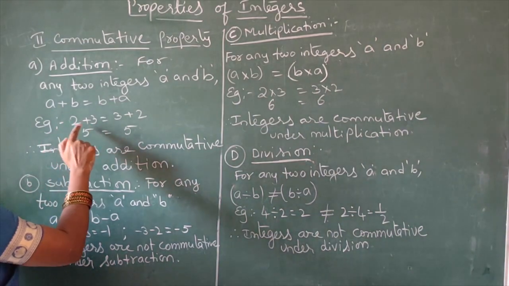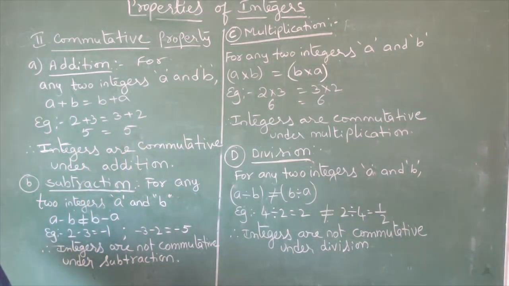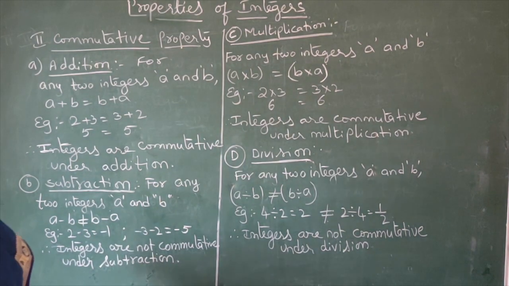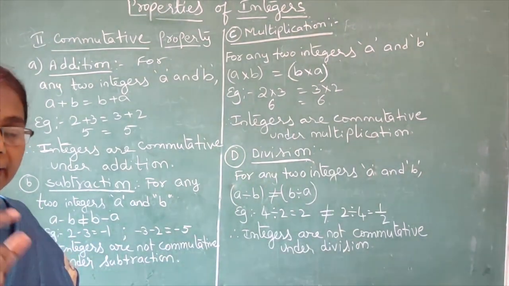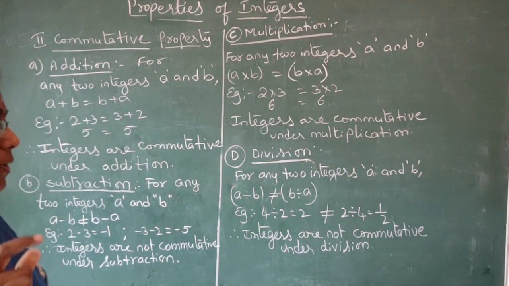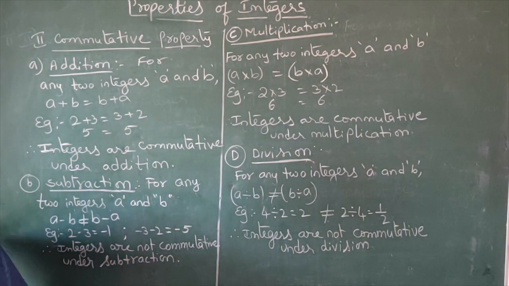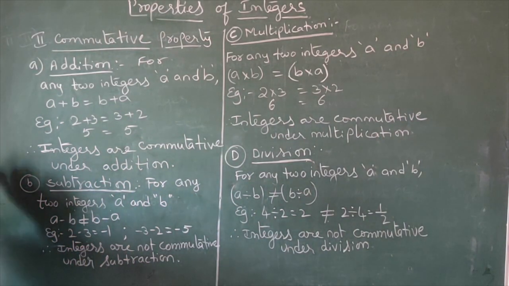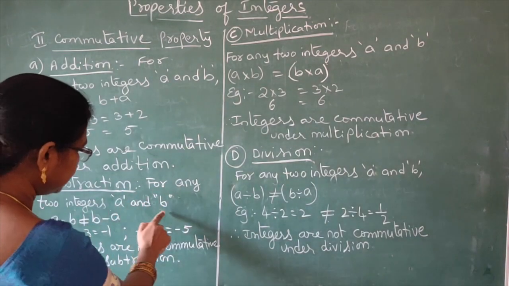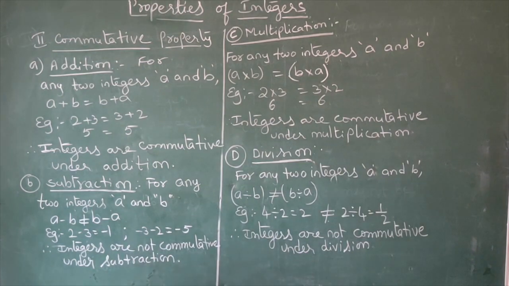Suppose 2 plus 3 is equal to 3 plus 2. 5 is equal to 5. Means if any two integers are added in any order, their sum must be equal. So, integers are commutative under addition. For subtraction, for any two integers a and b, a minus b is not equal to b minus a.